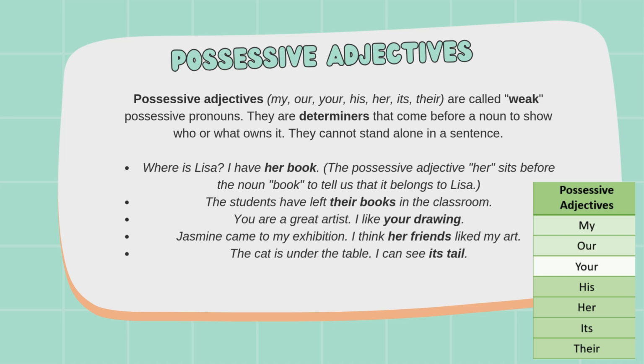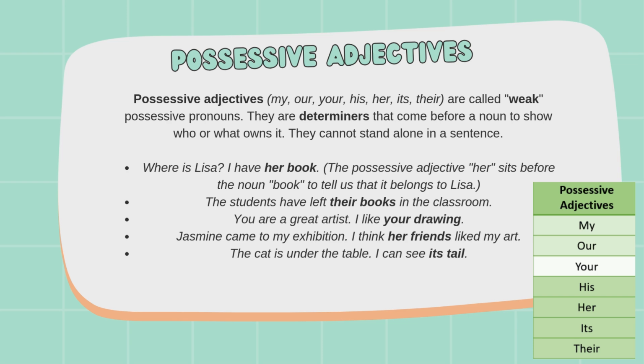Jasmine came to my exhibition. I think her friends liked my art. Her is a possessive adjective. It comes before the noun friends to tell us that those friends belong to Jasmine. They are Jasmine's friends.